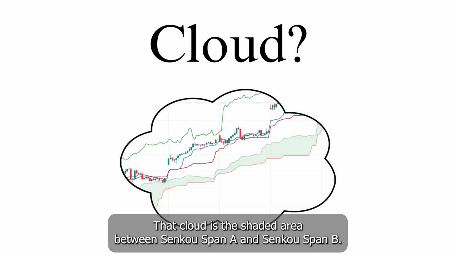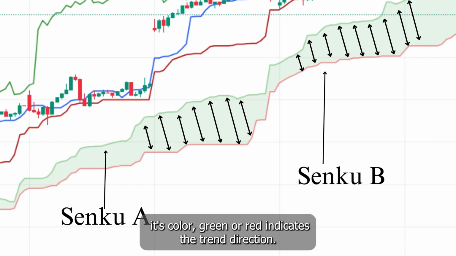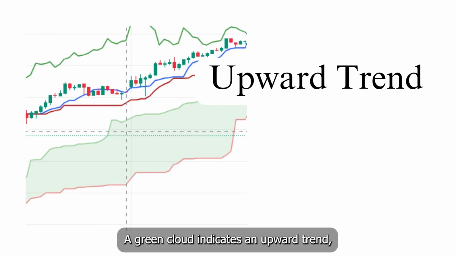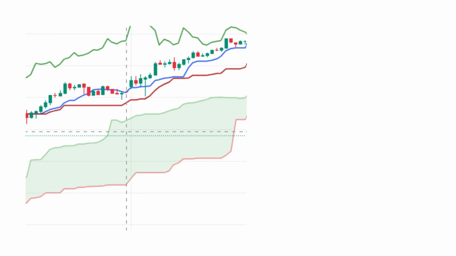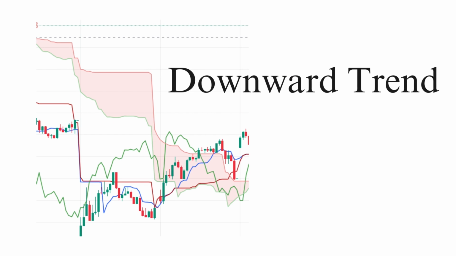Now let us understand what a cloud is. The cloud is the shaded area between Senkou Span A and Senkou Span B. Its color, green or red, indicates the trend direction. A green cloud indicates an upward trend, and a red cloud indicates a downward trend.